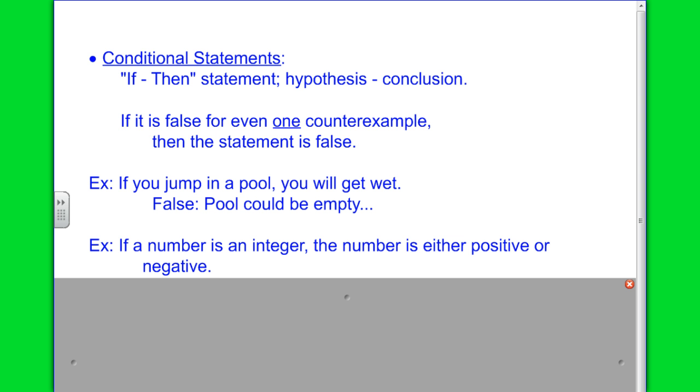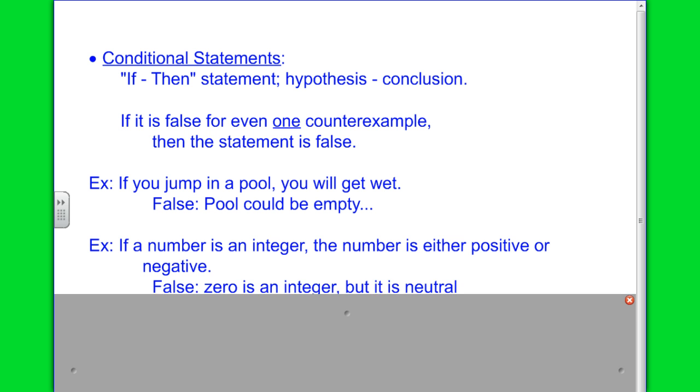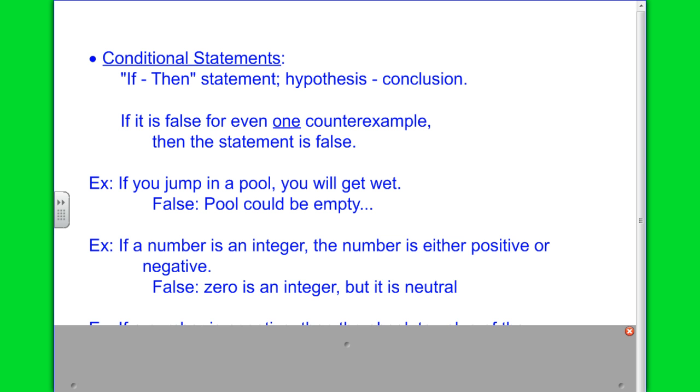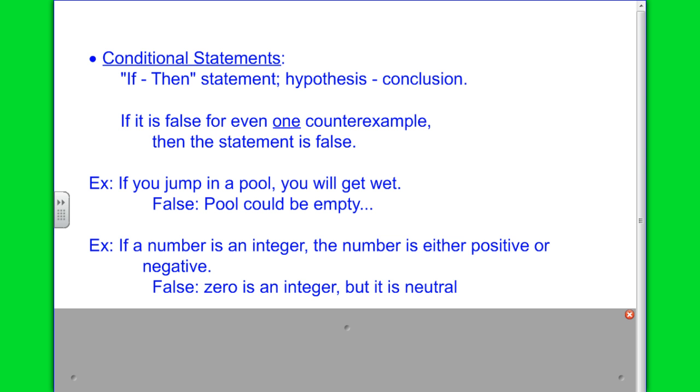Is 0 an integer? Is 0 a counting number? No. Is 0 a whole number? Yes. Are all whole numbers integers? Yes. So it is an integer. 0 is an integer, and is it positive or negative? No, so it is the counterexample. 0 is neutral, so that is a false statement because of that one and only one counterexample.